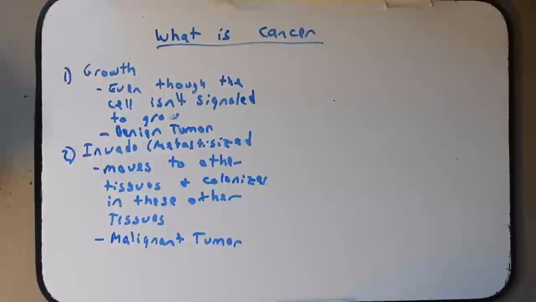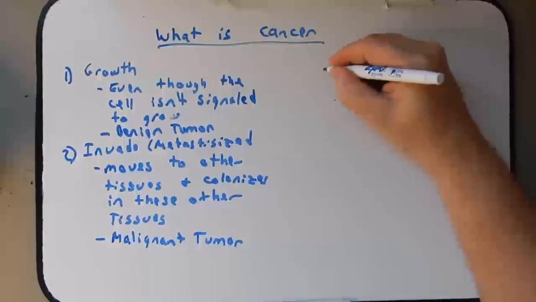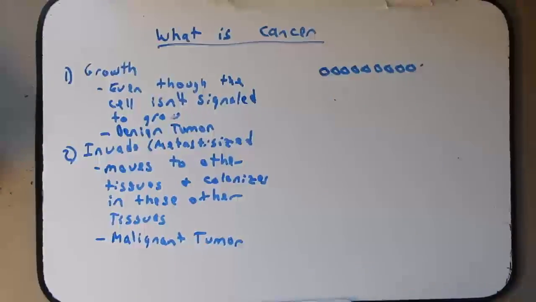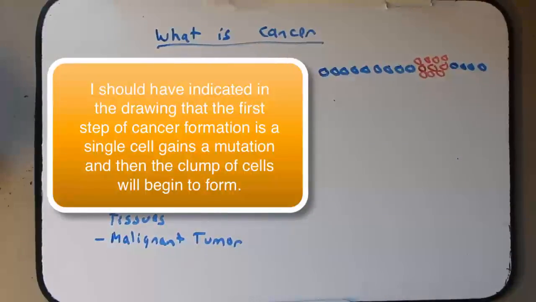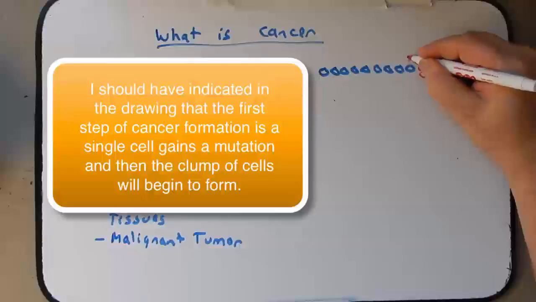So for instance, we could draw a picture, because we like to draw pictures. Okay, I like to draw pictures. So if we had a set of cells here that started to grow a little bit out of control, and then maybe over time, these cells would even grow a little bit more.